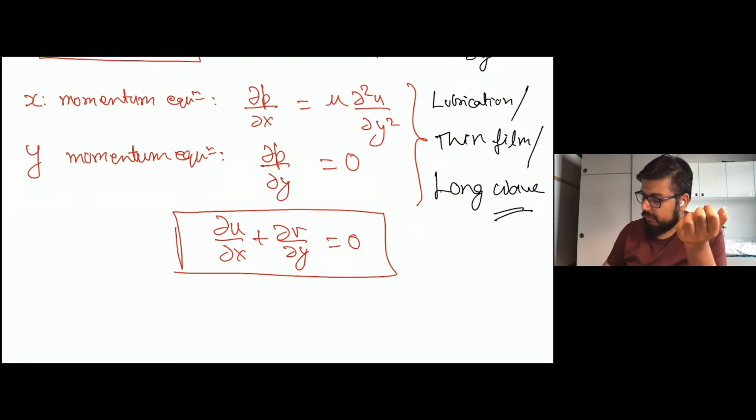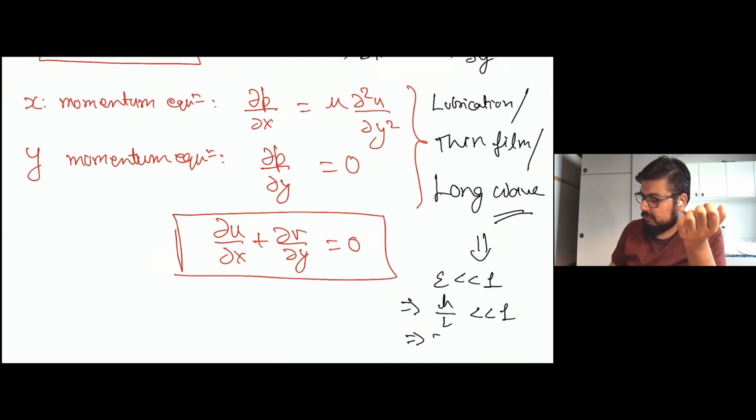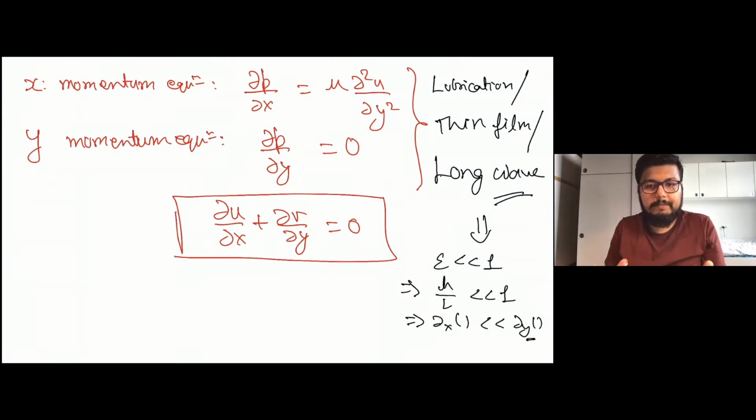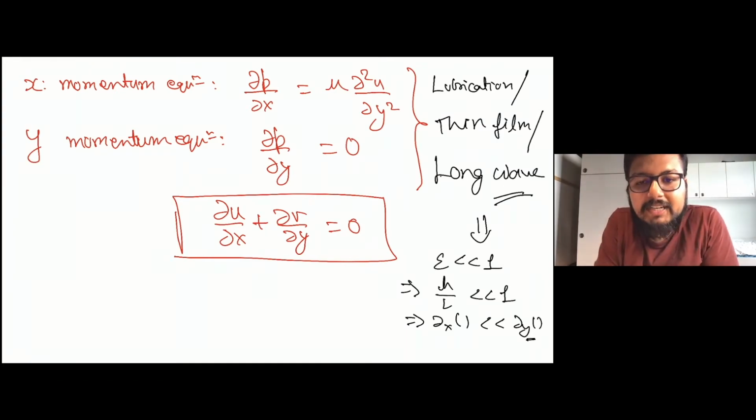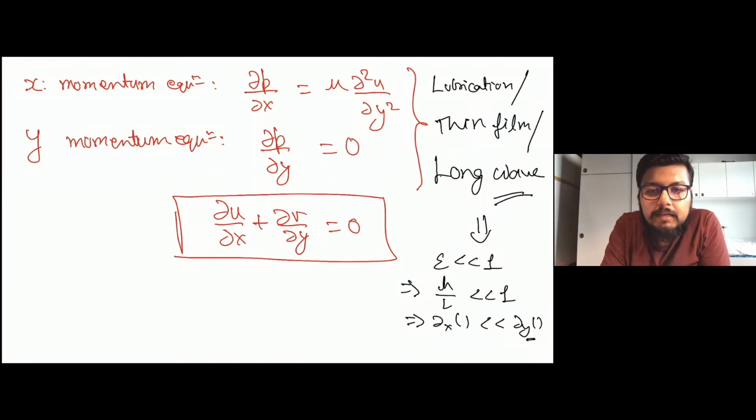Note that all these approximations imply that epsilon is much smaller than 1, which is to say that h over L is much smaller than 1, which also means that any changes in the x direction are much smaller than any changes in the y direction. So this image on your screen right now gives you a clear picture of what we mean when we talk about lubrication equations, thin film equations, or long wave approximations.